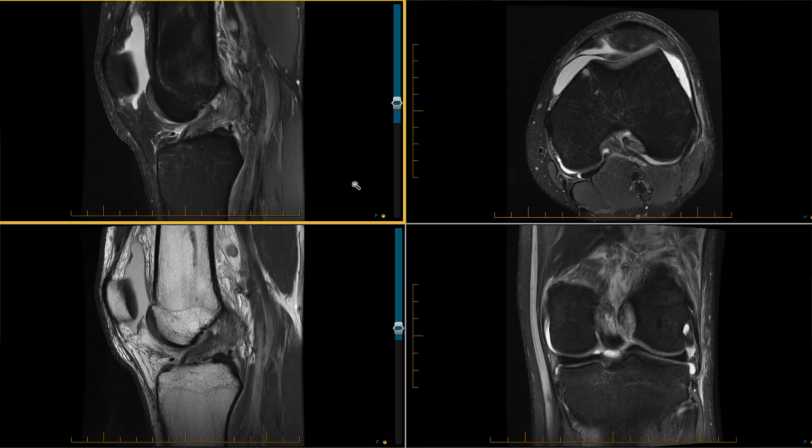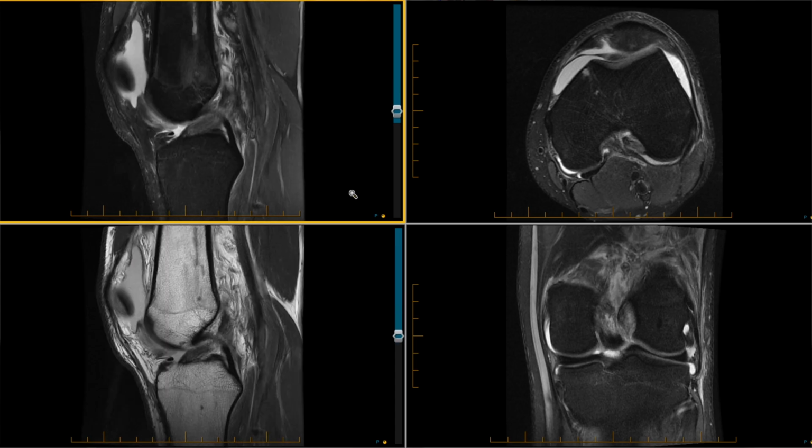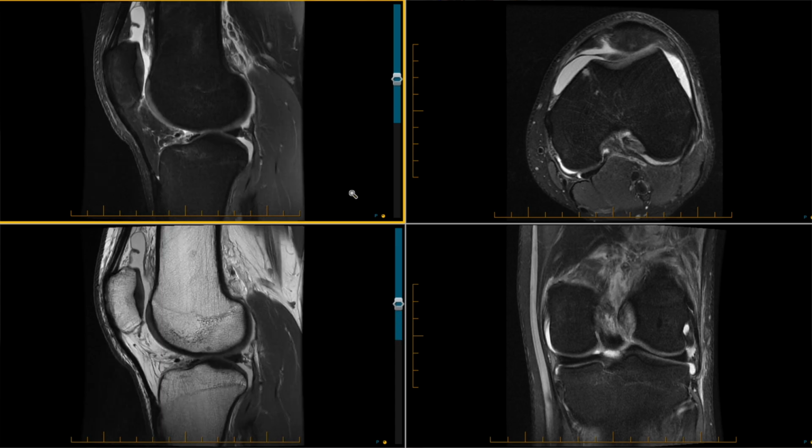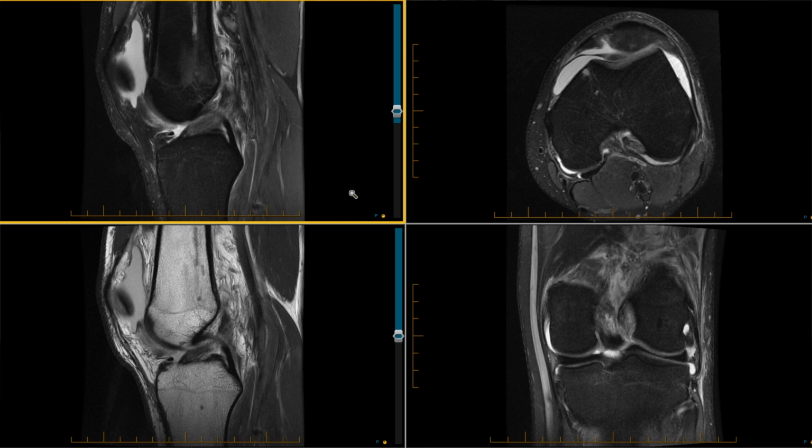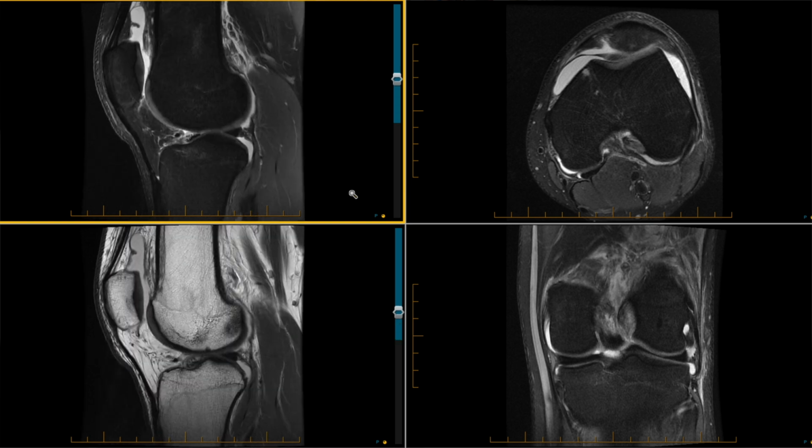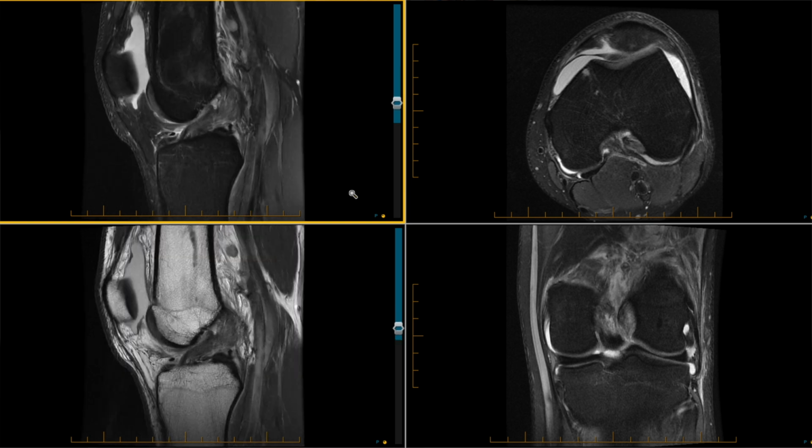So the next case we're going to do is that of a type 2 non-displaced ACL injury. The only difference in these cases is that there is some extension of the tear to the femoral footprint of the ACL.